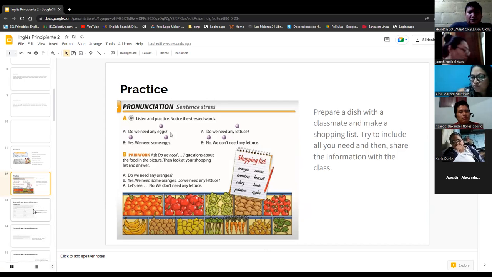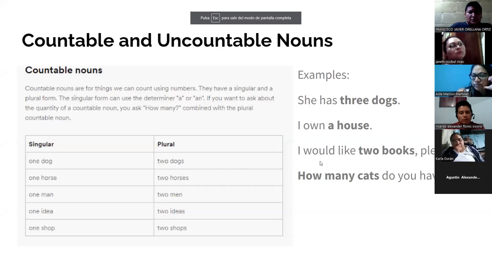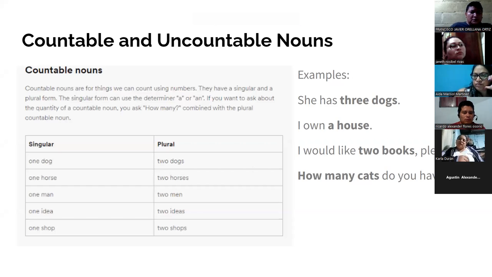Cuando practiquemos las oraciones. And this is extra information. Esto es para finalizar con los countable and uncountable nouns. Voy a leer yo esta y después me van a ayudar ustedes a leer. Dice, countable nouns are for things we can count using numbers. They have a singular and a plural form. The singular form can use the determiner a or an. If you want to ask about the quantity of a countable noun, you ask how many combined with the plural countable noun. Ahí dice que son contables, que se pueden usar con números, pero también usamos a y an, ¿verdad?